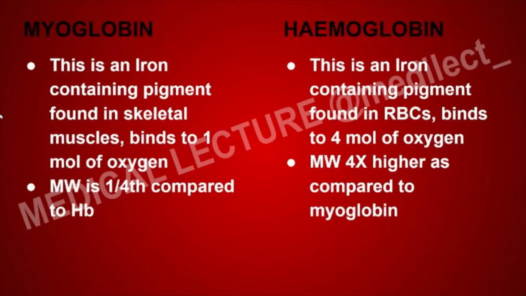Now the difference between the myoglobin and the hemoglobin. Remember, myoglobin is an iron containing pigment found in the skeletal muscles, while the hemoglobin is found in the RBCs. They are found in the red blood cells. Now the myoglobin binds to 1 mole of oxygen, while the hemoglobin binds to 4 moles of oxygen. Hemoglobin is 4 times higher in the molecular weight as compared to the myoglobin.